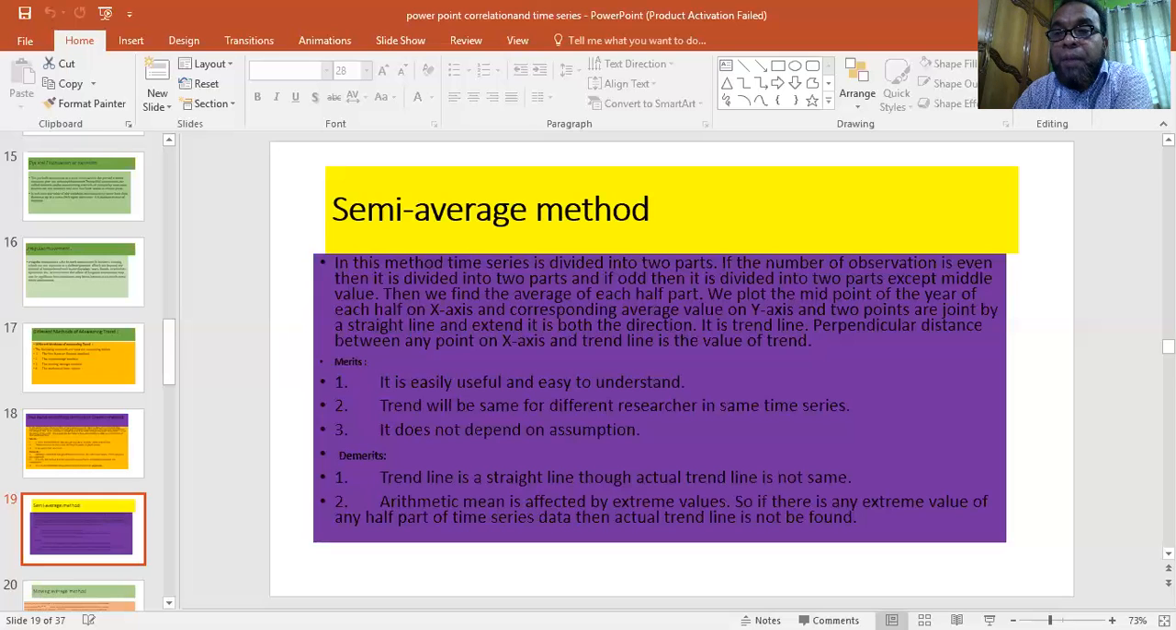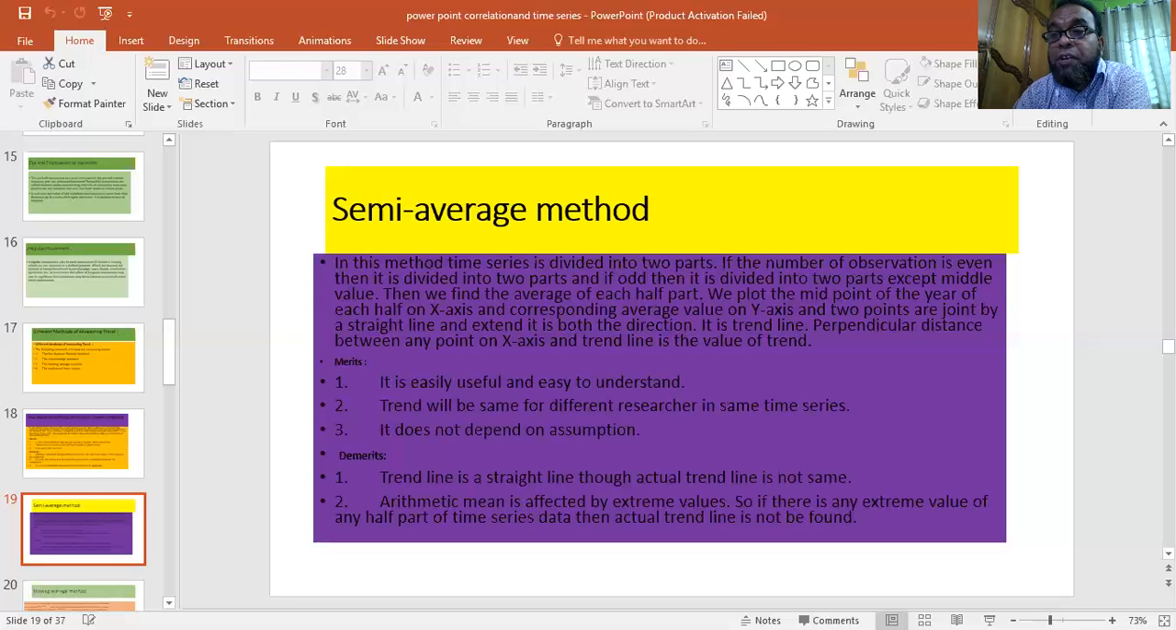Whenever I solve the maths, I will explain it clearly. Okay, this is theory. When I go to solve the maths, then it will be very easy for you. And this method is very important in your exam. A question from the semi-average method may be set. One must be set from the semi-average method, especially number D or C, anyone.